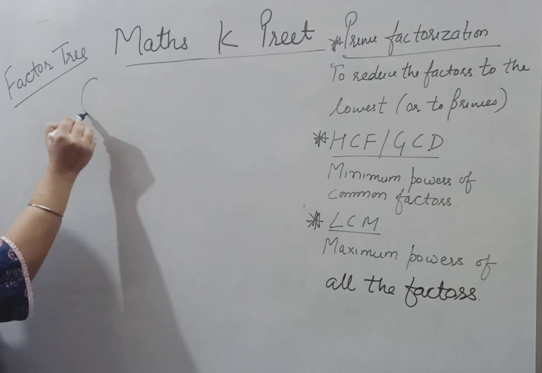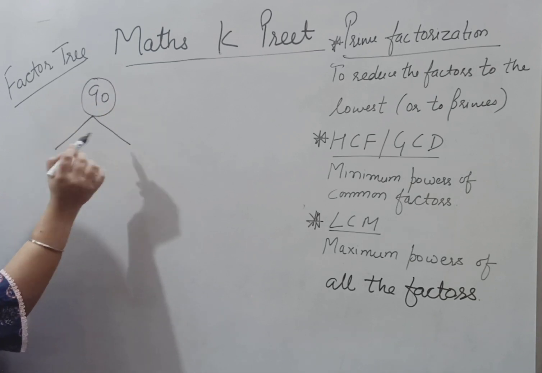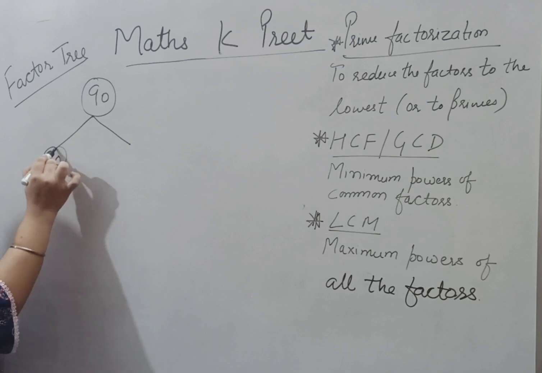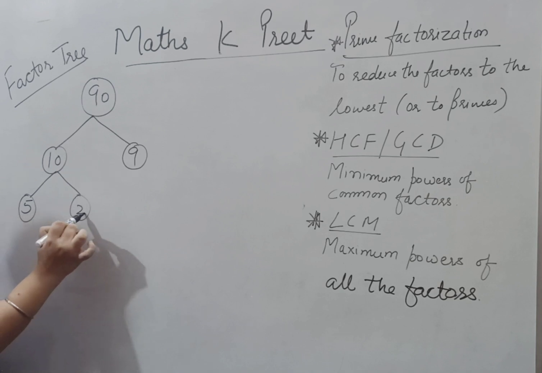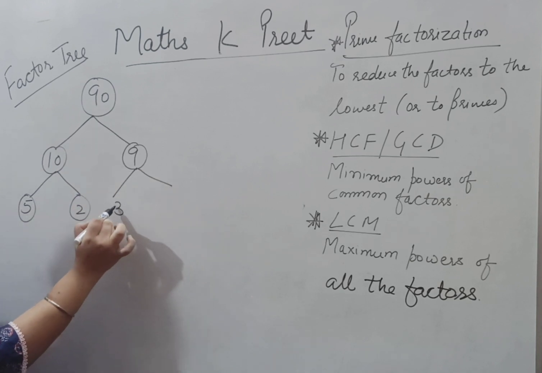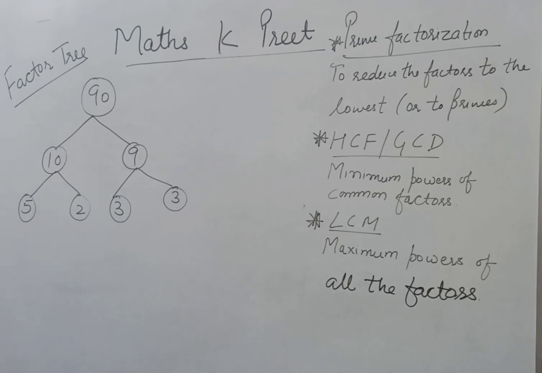Let's take a number 90. What immediately comes to our mind is to break it down into 10 and 9. 10 can split as 5 and 2. 9 can be written as 3 into 3. So this is a factor tree for the number 90.